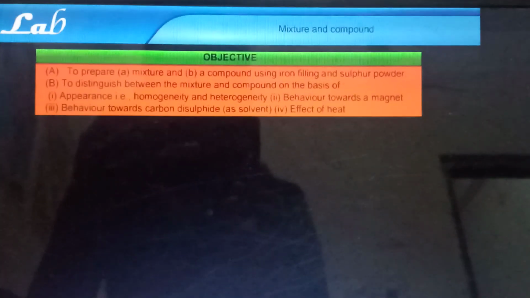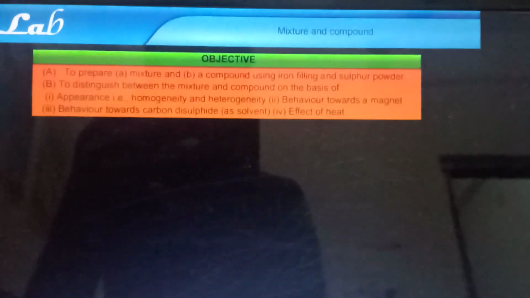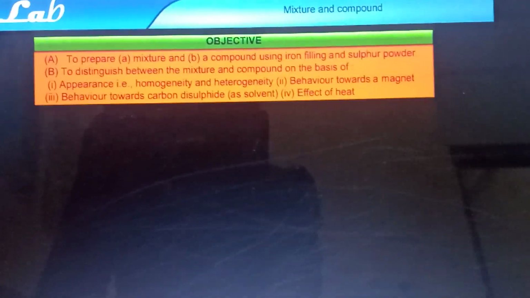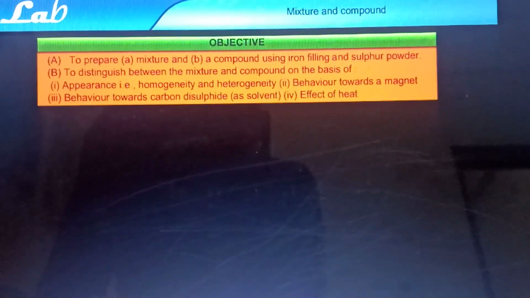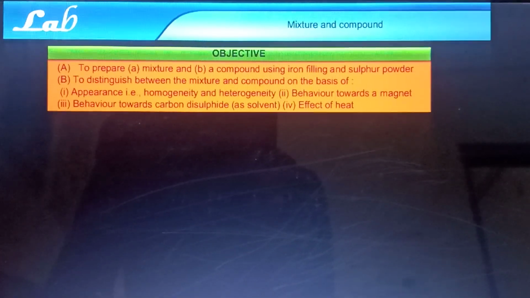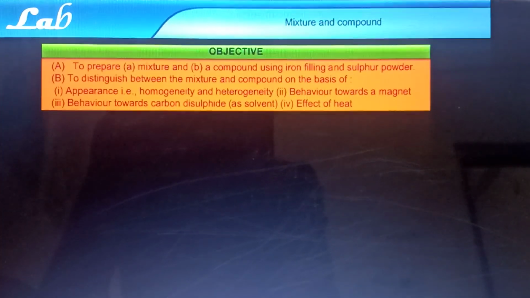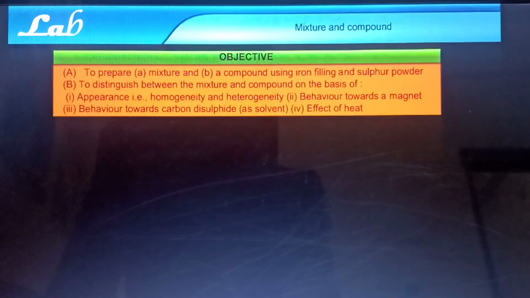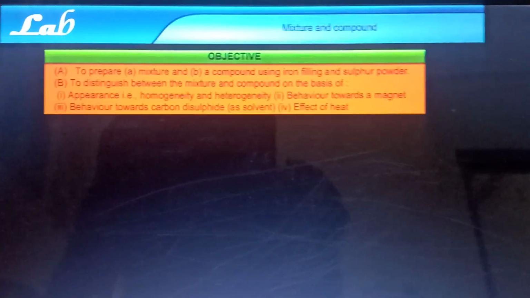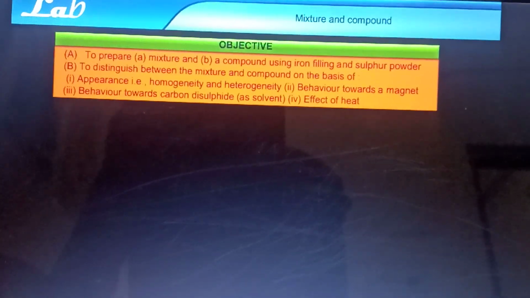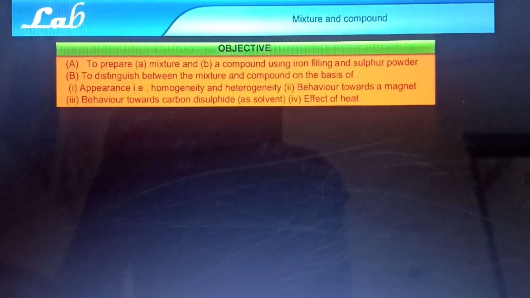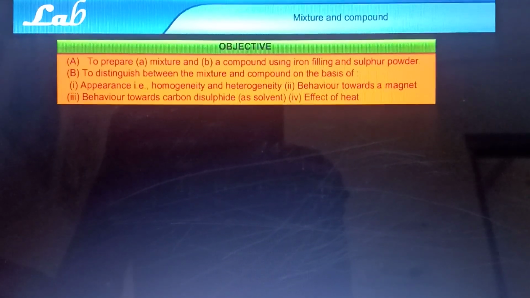A. To prepare a mixture and a compound using iron filings and sulfur powder. B. To distinguish between the mixture and compound on the basis of appearance, that is, homogeneity and heterogeneity. Behavior towards a magnet, behavior towards carbon disulfide as solvent, effect of heat.